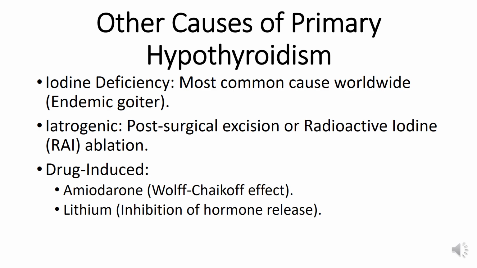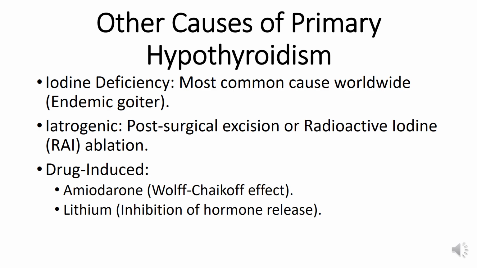Globally, iodine deficiency remains the most common cause of primary hypothyroidism. Iodine is an essential component of both T3 and T4. Without an adequate iodine supply, the thyroid gland cannot synthesize sufficient amounts of these hormones. As hormone production declines, the pituitary gland responds by releasing more thyroid-stimulating hormone, or TSH, in an attempt to stimulate the thyroid.